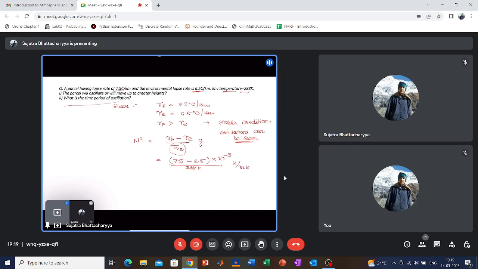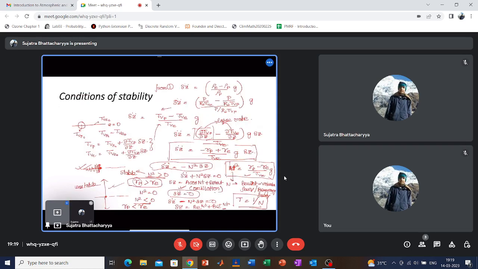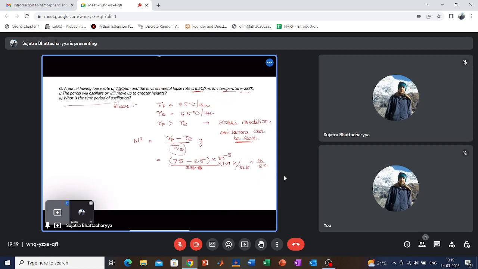Fine. Now this will be in Kelvin per meter, into meter per second square, that is into 9.81, the value of the acceleration due to gravity. Now, if you would do it, you could calculate it. It will be 1 into 10 to the power minus 3 into 9.81 divided by 288. What does the unit come? Per second square. This is n square. So what is n square comes out to be? Let's calculate it. It's 9.81 into 10 raised to the power minus 3 divided by 288. It comes out to be about 3.4 into 10 to the power minus 5 per second square.